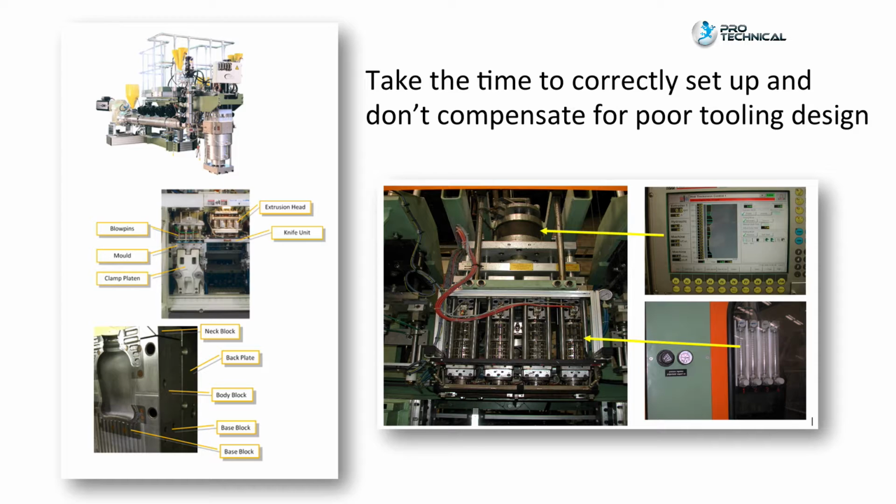Then the big one, regrind versus virgin material blends. Changes in the percentages will actually change the characteristics of your parison. So once you have calculated the correct nominal regrind rate, set very strict min-max levels and keep them tightly controlled.